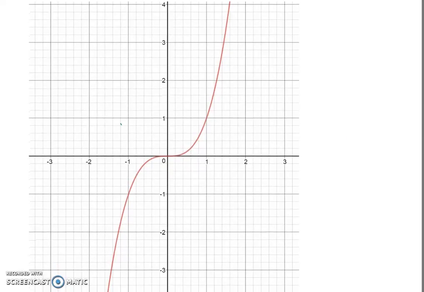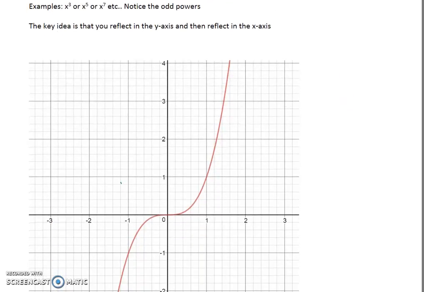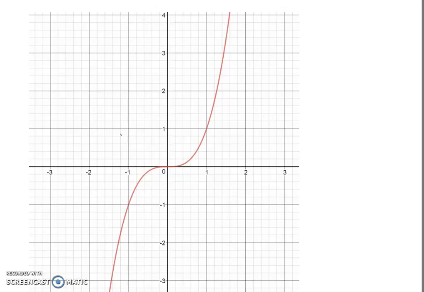Okay, so this video is going to go through odd degree power functions, and odd degree power functions are just polynomials where the highest power is odd. And the key idea is that it's odd if you have your x values and then the negative x values are a reflection in the y and then a reflection in the x. So what do I mean by that? This part here are all my positive y values, okay?